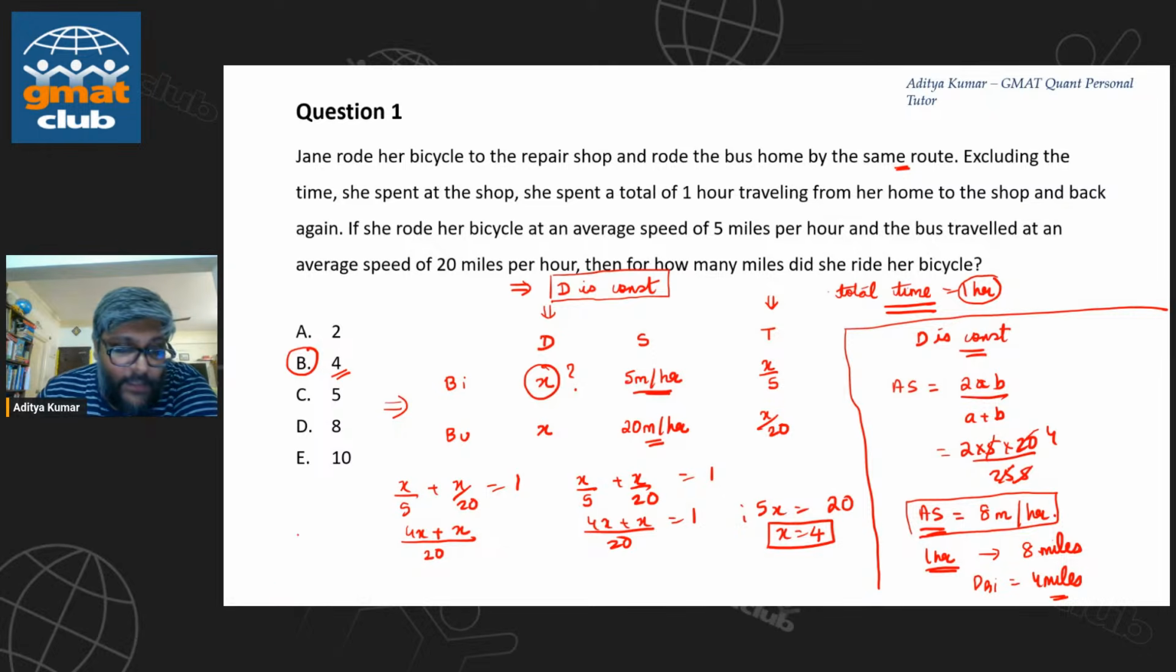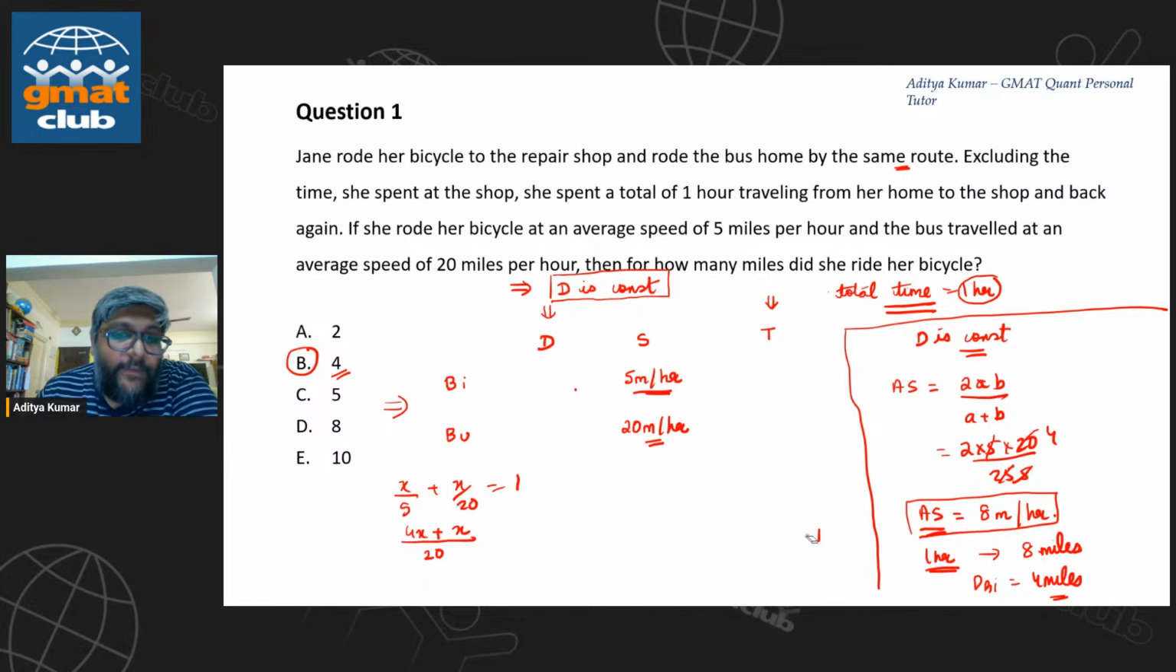Right, so let me change things a little bit here. What some people would also do is they would set things up via the time. I set it up via the distance here and I worked with it. You can also set it up via the time. So let's work with it. Let's say the total time you've taken is 1 hour. Let's say the time you've taken by bicycle is x. Since the total time is 1 hour, this would be 1 minus x, right?